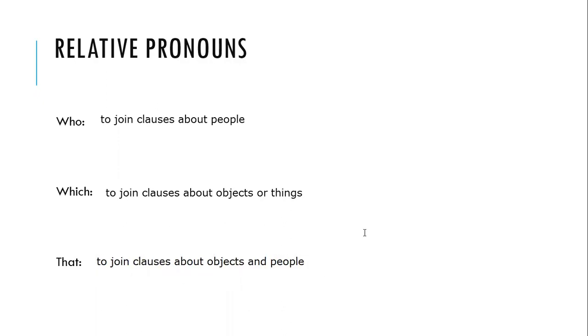So we have three relative pronouns, who, which, and that. And as you can see, we can use that to talk about people and also objects. If you answer an exercise in the book or in the exam using only that, it's going to be correct. So we're not going to be using that too much. We're going to try to use who and which mostly.